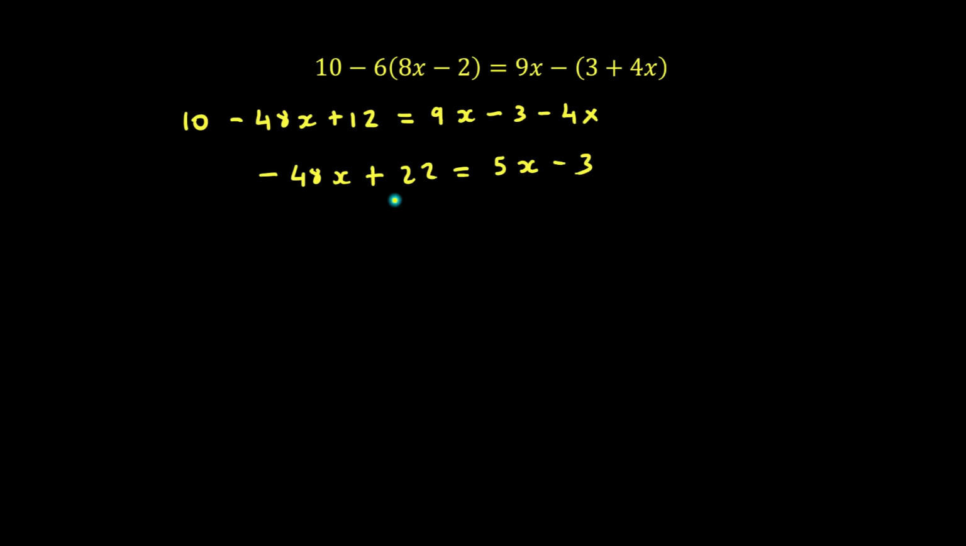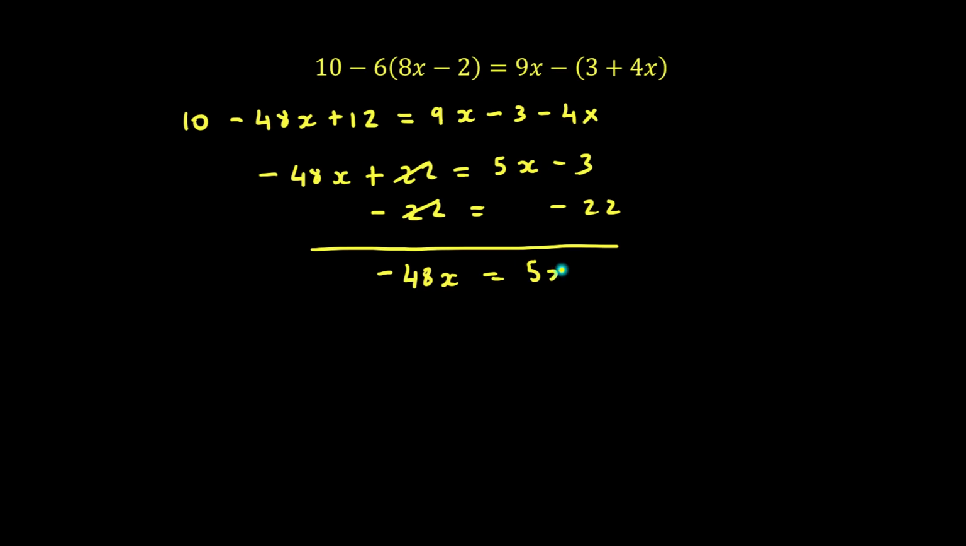Now we just follow the normal procedure, which is to solve this equation. So we subtract 22 from both sides. We go ahead and do that. What we're left with is negative 48x on this side, as the 22s cancel, and that's equal to 5x here. And then we have negative 3 minus 22, so that would be negative 25.